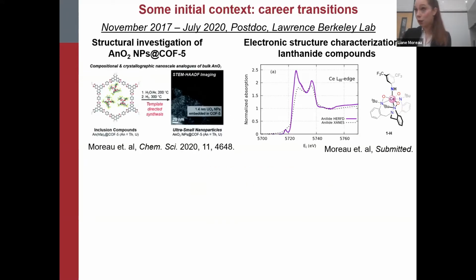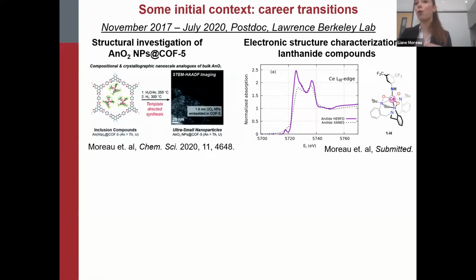As some context first, this talk will be a mixture of work that has been done during my postdoctoral work at Lawrence Berkeley Lab. As Jerry mentioned, I was working with Corwin Booth at that time. My two main projects were related to spectroscopic characterization of actinide oxide nanoparticles in covalent organic frameworks, and electronic structure characterization of lanthanide compounds. That was mostly accomplished using XANES and HERFD, so high energy resolution fluorescence detection, which I understand you've heard about before in the seminar series.